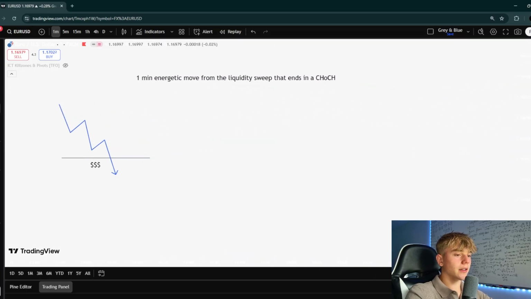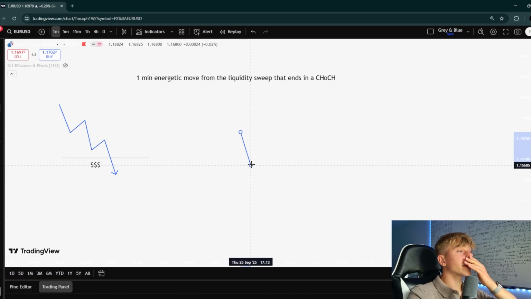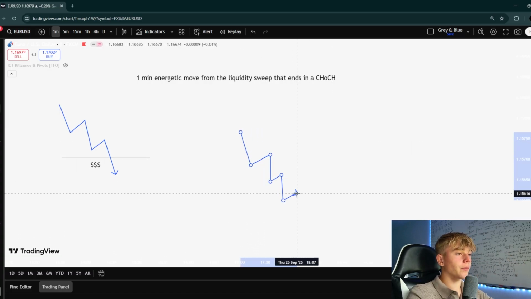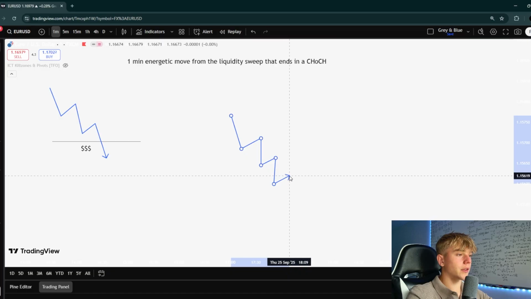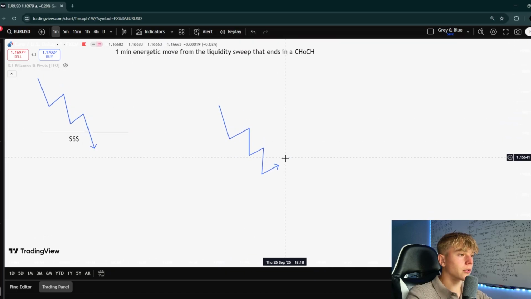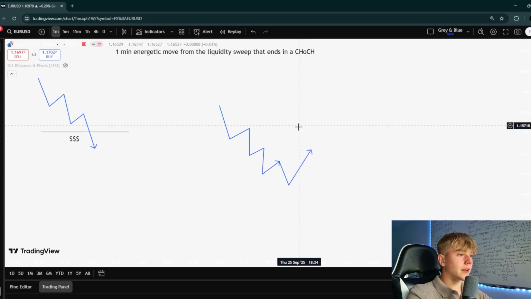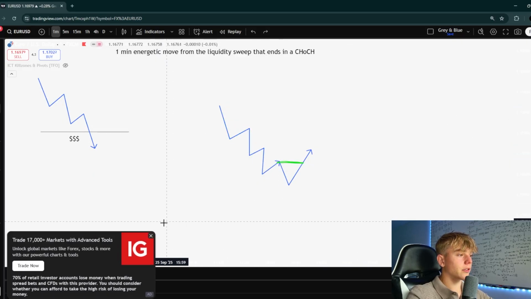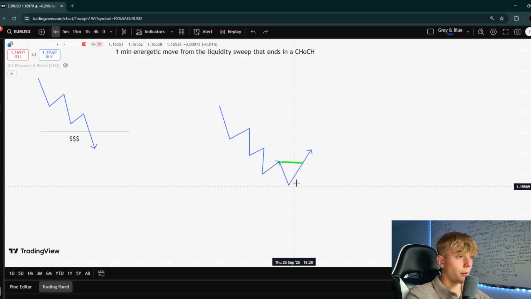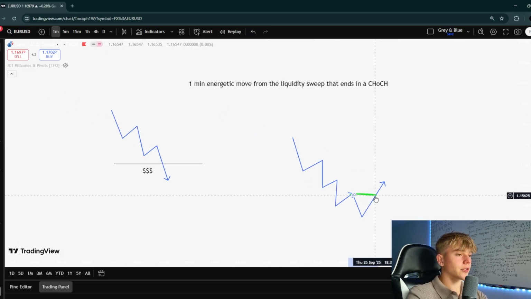Now, a change of character, again, if you don't know what it is, is when price is trending in one direction, let's say in this example we have a downtrend, so we have lower highs and lower lows. It is when all of a sudden price comes and breaks a previous lower high and starts to reverse the trend. So this here would be our change of character, because it is our first sign that our bearish trend and structure is not being respected. So that would be our change of character in the bullish direction.